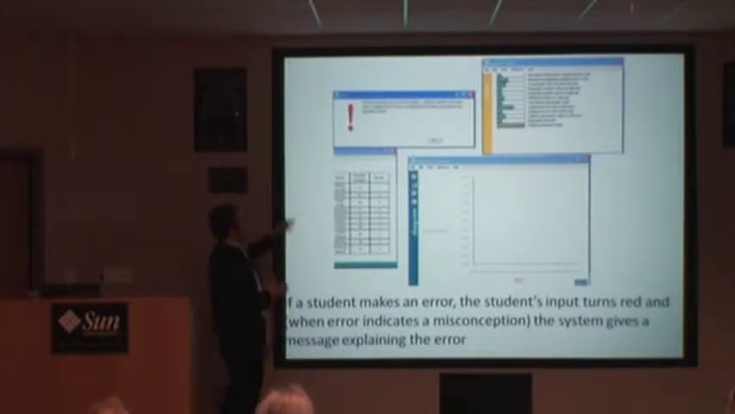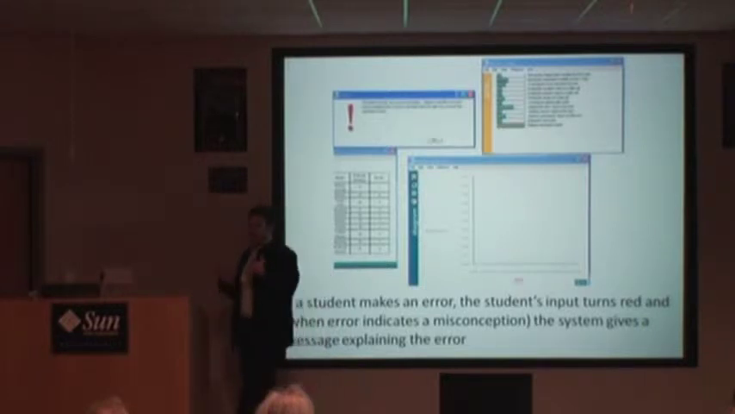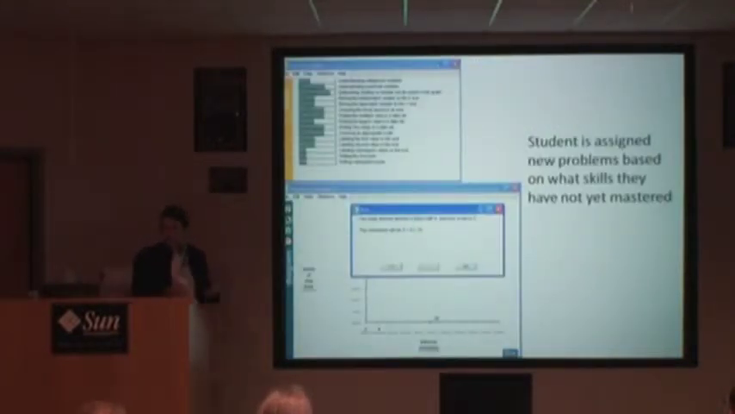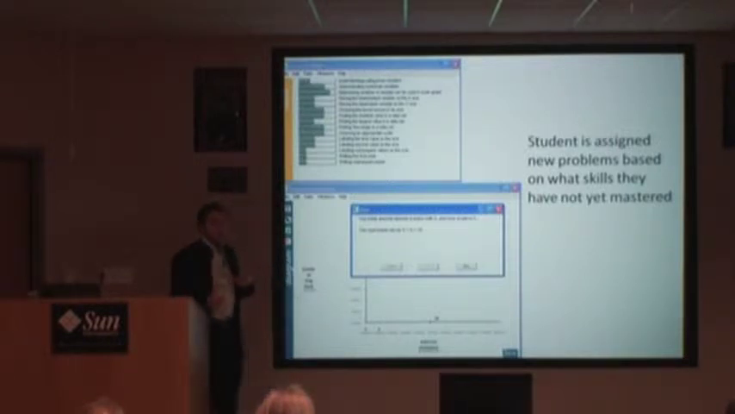And if a student makes an error, the student's input turns red, as shown there, and a box sometimes pops up when the student's error indicates a known misconception. So the software can actually identify not just the mistake you made, but why you made it, and give the student useful feedback based on that. And then the student is assigned new problems based on the skills that they haven't yet mastered.